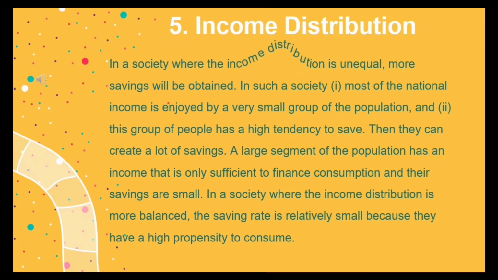5. Income distribution. In a society where the income distribution is unequal, more saving will be obtained. In such a society, first, most of the national income is enjoyed by a very small group of the population, and second, this group of people has a high tendency to save. Then they can create a lot of saving. A large segment of the population has an income that is only sufficient to finance consumption, and their savings are small.